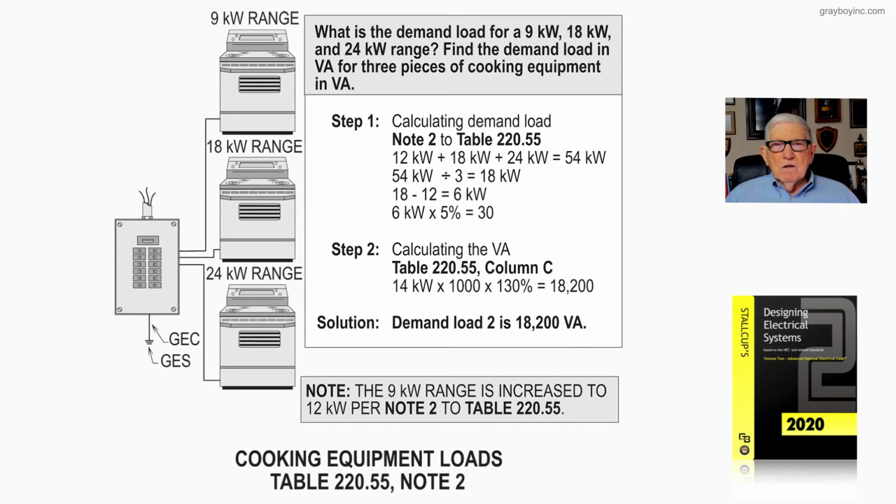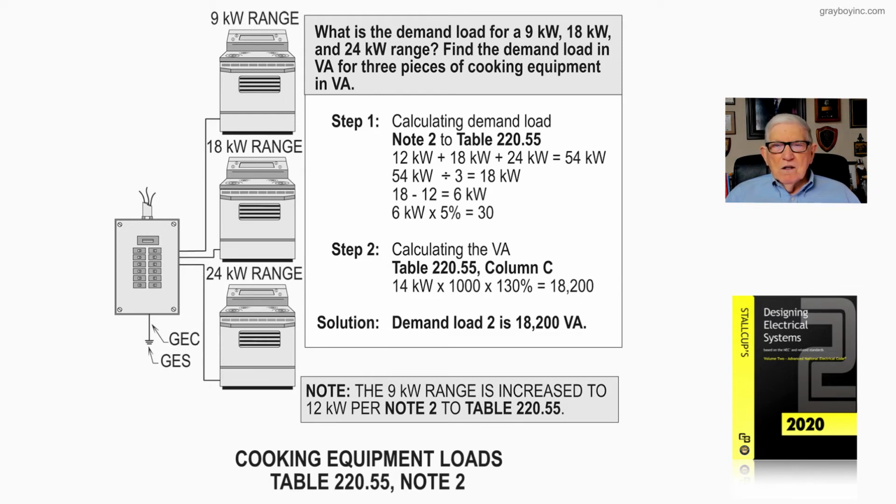So the question is, what is the demand load for 9 kW, 18 kW, and 24 kW ranges? Find the demand load in VA for 3 pieces of cooking equipment. So we're going to use Note 2 to Table 220.55, because we have 3 pieces of cooking equipment. We would take 12 kW, increasing 9 to 12, plus 18 kW, plus 24 kW, equals 54 kW. Since we have 3 ranges, we divide the 54 kW by 3, giving us 18 kW.